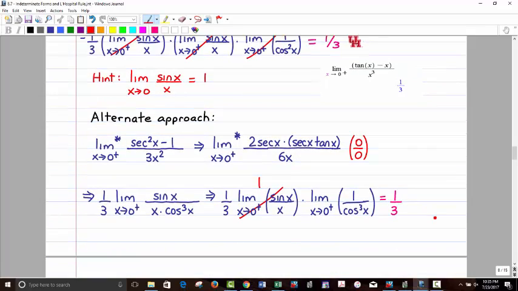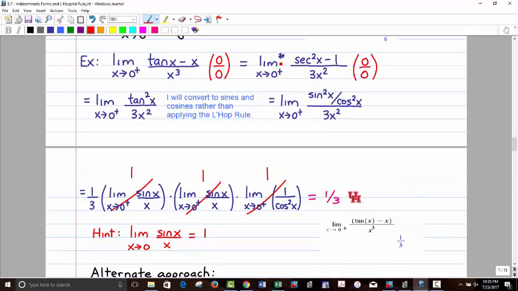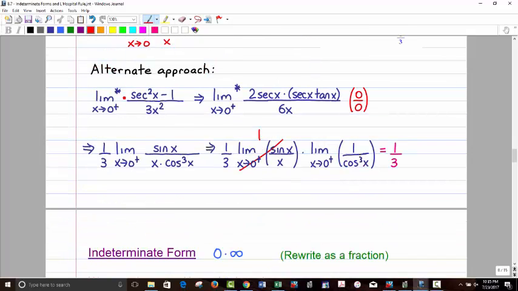Now the other approach would be starting with where I took the first L'Hopital's rule. I took that same starting point right there and went ahead and did L'Hopital's rule. You've got to be real careful with this derivative if you do it that way. You're essentially taking the derivative of u squared. U squared would be 2u du, so the 2 comes down right here. The secant exponent becomes a 1, and the derivative of secant is secant tangent over 6x. That's 0 over 0.